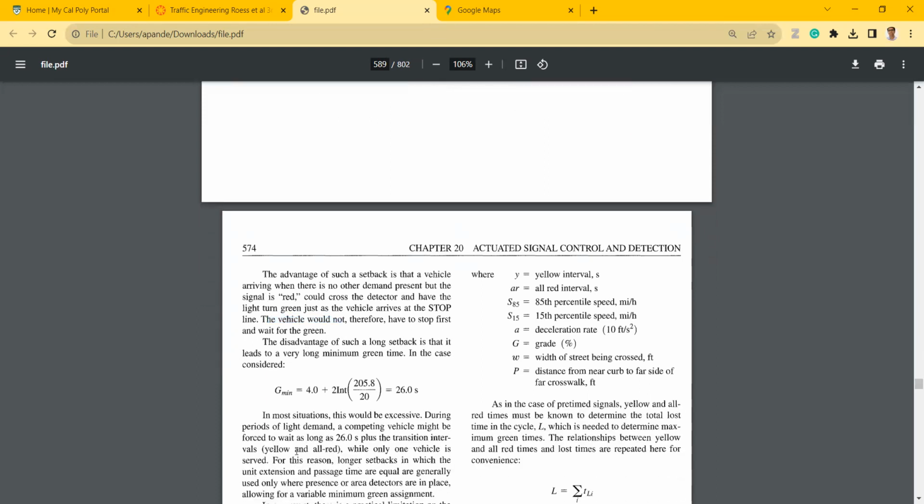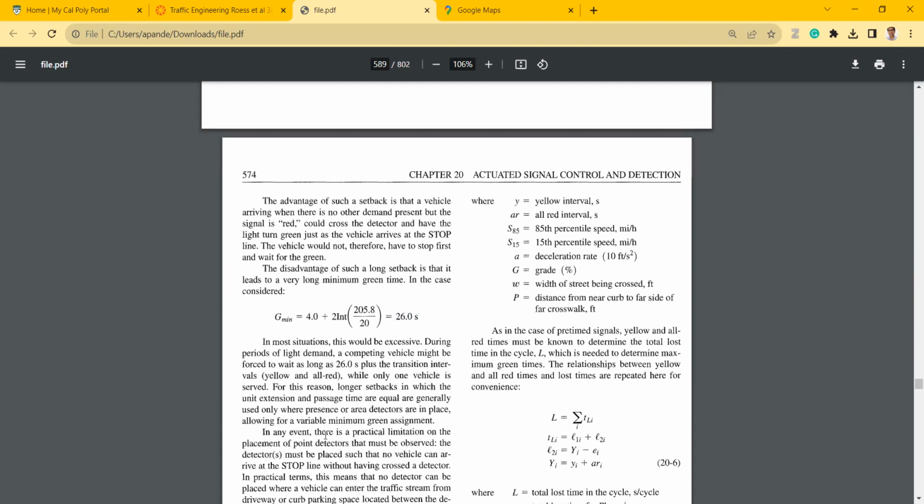The other disadvantage of providing the detector at 206 feet is this right here, because your G minimum formula depends on where your detector is. Look at this: 4 plus 2 times integer of 205.8 divided by 20 gives 26 seconds of minimum green time. That's kind of a lot, really high green time. So that will be excessive green time, because the competing vehicle will be forced to wait for 26 seconds at a minimum. That's kind of bad.